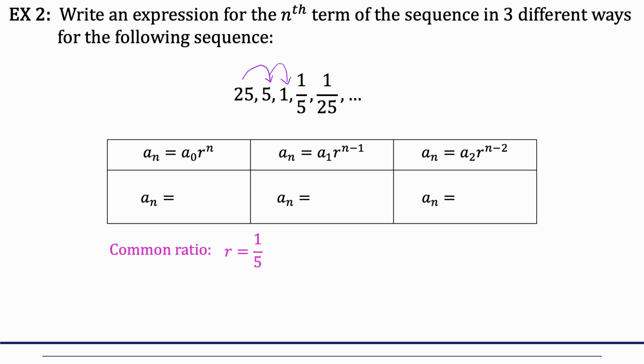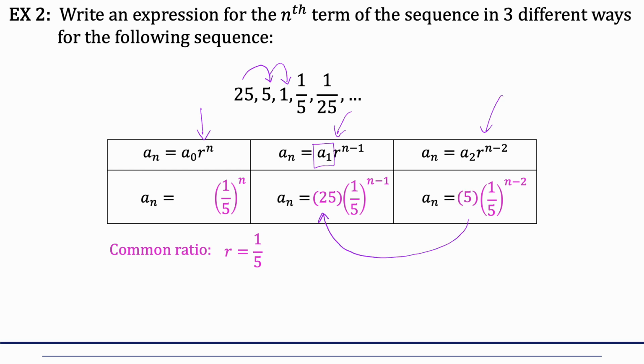So again, let's just pop those in for all of our r's right now. 1/5 to the n, 1/5 to the n minus 1, 1/5 to the n minus 2. We know what the first term is. We know what a sub 1 is. It's 25. a sub 2 is 5. So to get to a sub 0, we know we have to multiply by 5.